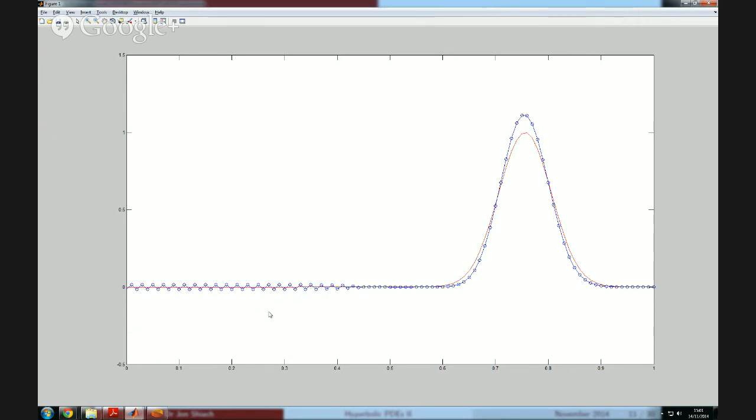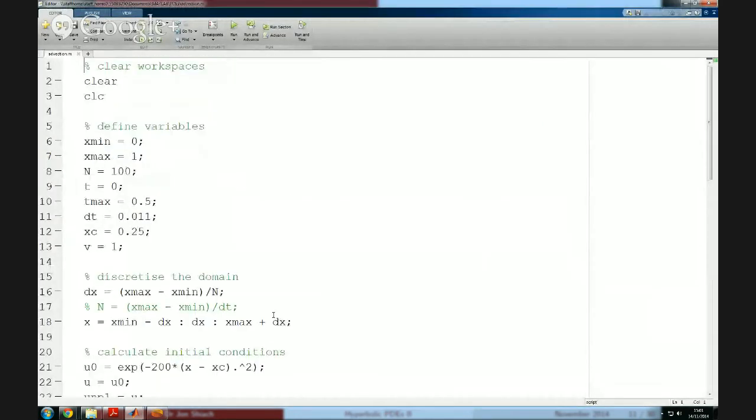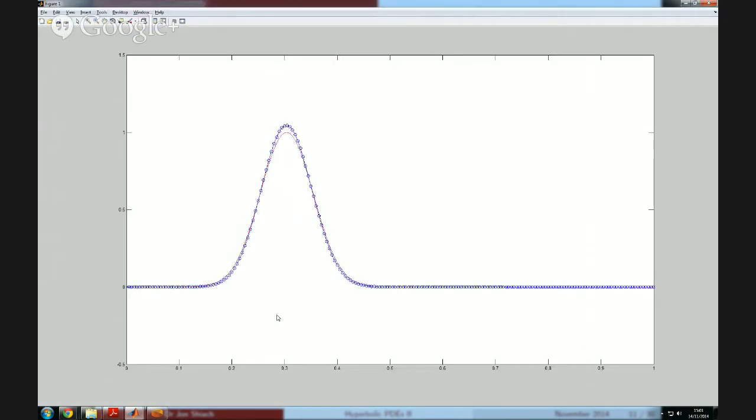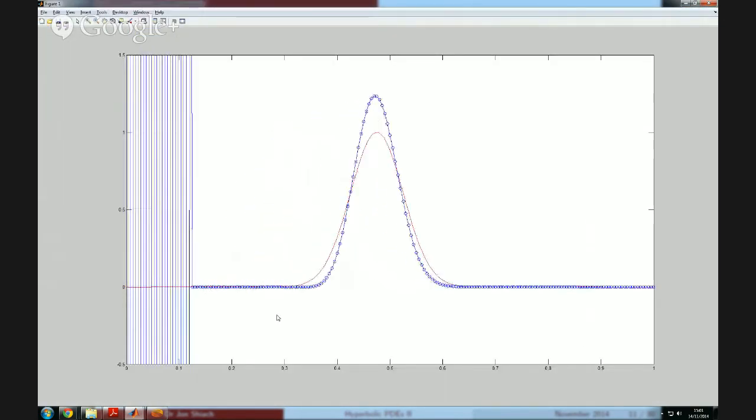Okay. What if I was to move the dt back to 0.009, but increase the number of nodes? Let's increase it to 200. So 0.009 was stable. I've increased the number of nodes to 200. Let's see what happens. Okay, boom, it's gone unstable.